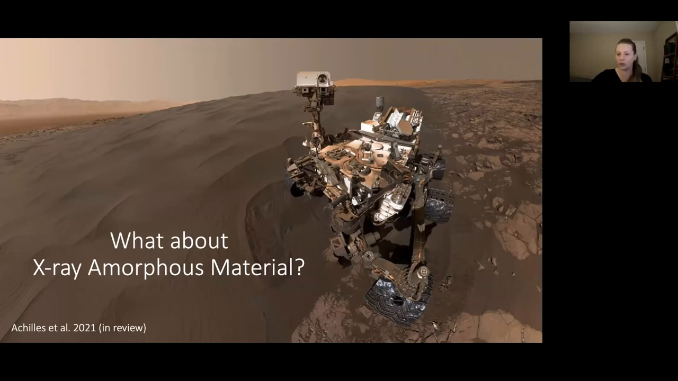There is another instrument on board the rover called APXS. It's an alpha particle X-ray spectrometer, and it measures the bulk or whole rock chemistry of a sample. So with this, we know the overall composition of a rock or sediment sample that we've analyzed in Gale crater. And with the crystal chemical calculations that I just showed you, we can sum all of the crystalline phase compositions together and know the bulk crystalline composition. So we can subtract that bulk crystalline composition from the whole rock composition, and what's left over gives us the composition of the X-ray amorphous component.